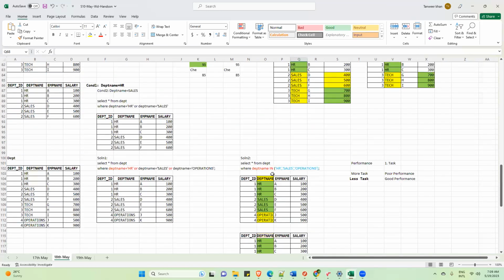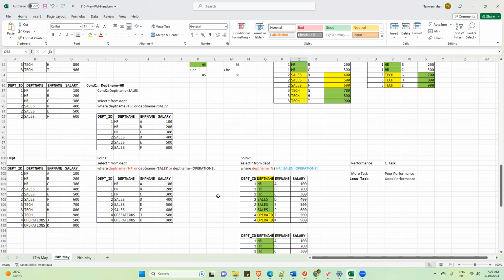And then we saw the IN operator. If you are applying an OR condition on the same column, then instead of writing the same column with the data and OR condition repeatedly, you can write the IN operator. Which one is better for performance? Using the IN operator or using the same column multiple times? IN operator.